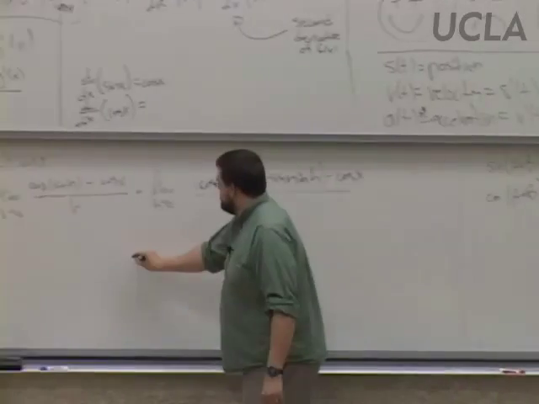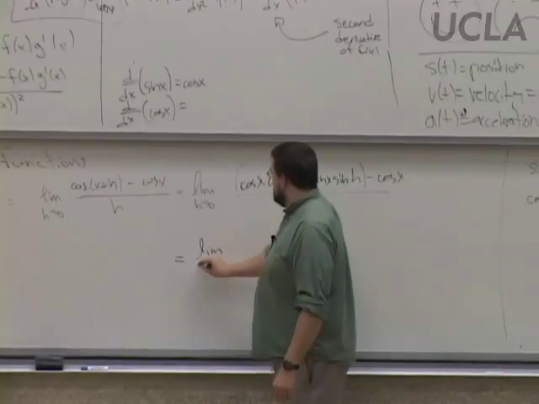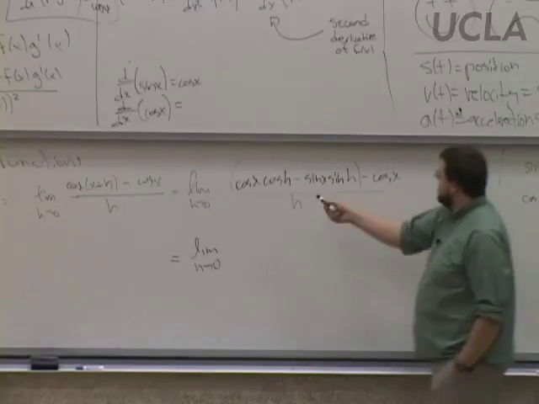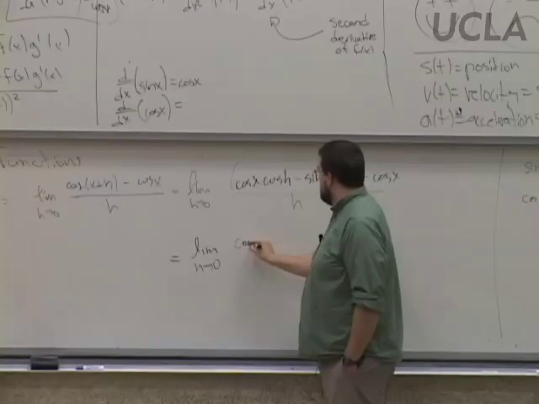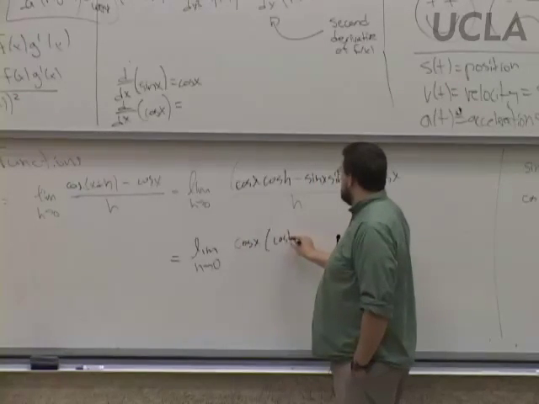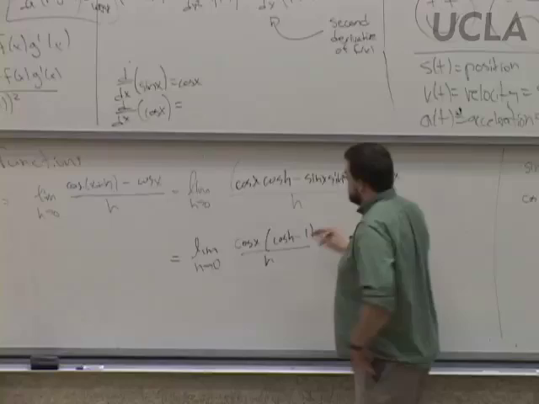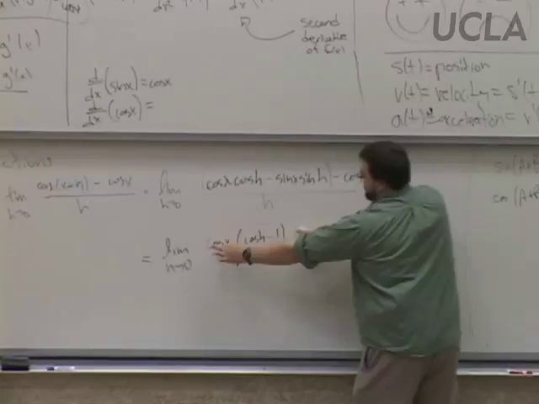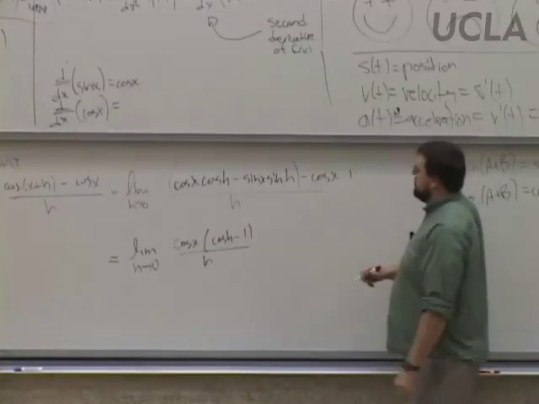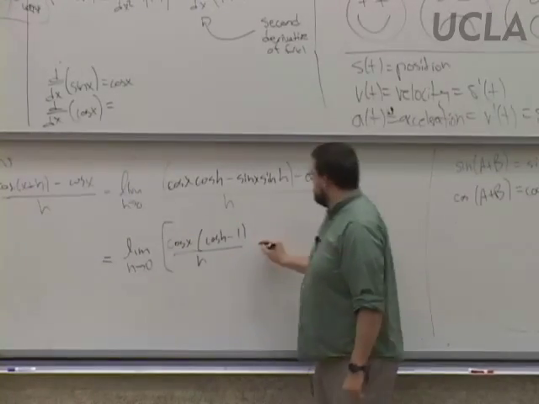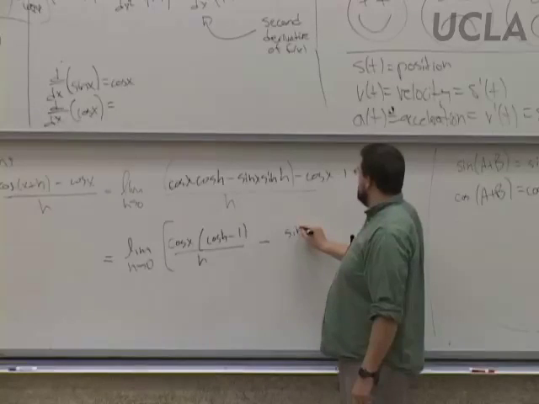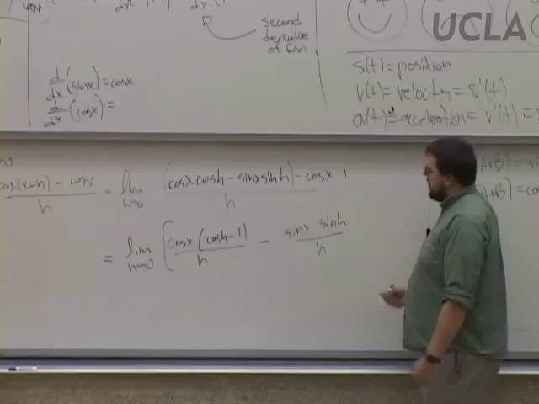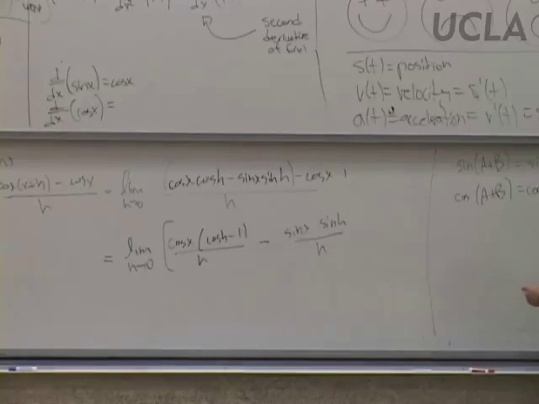So our next step was just to rearrange. So here, I want to group the cosines together. So if I group cosines together, I get cosine x times cosine of h minus 1 over h, because I have the cosine h. And then I can think of this as cosine of x times 1. Okay? So that's the cosine x terms. Then I have a minus sine of x, sine of h over h.